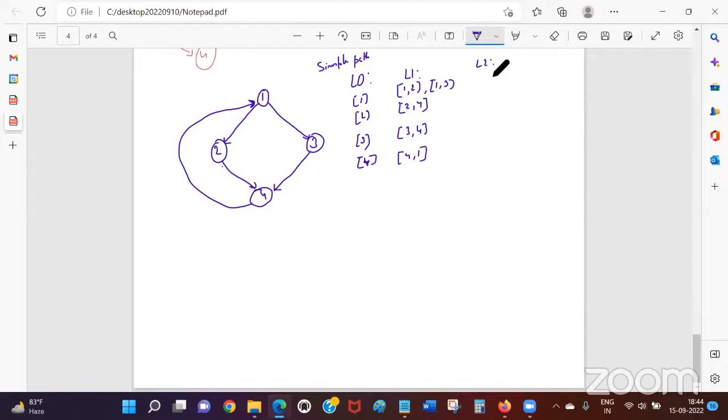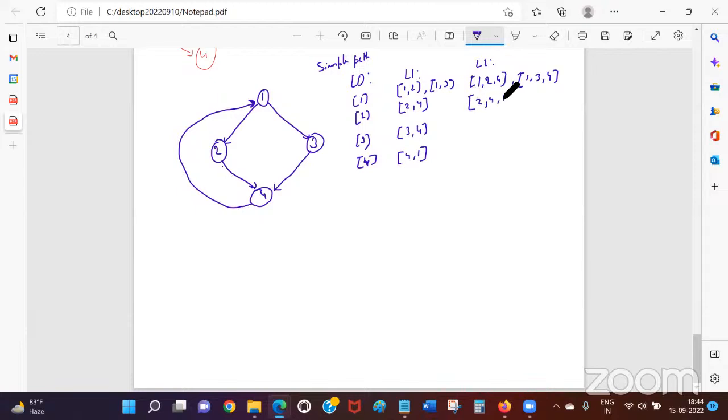Then with length 2, what can I have? From 1, what can I have first? From 1, I can have 1 to 4. Can I have anything more with 1 to 4? No. With 1 3, I can have 1 3 4. Can I have any more with 1 3 4? No. So with 2 4, can I have anything? With 2 4, I can have a path.